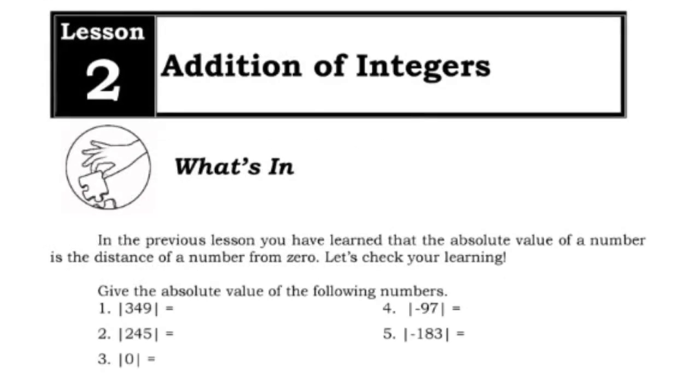Now let's have lesson 2, addition of integers. What's in? In the previous lesson, you have learned that the absolute value of a number is the distance of a number from 0. Let's check your learning. Give the absolute value of the following numbers. This is just a review.